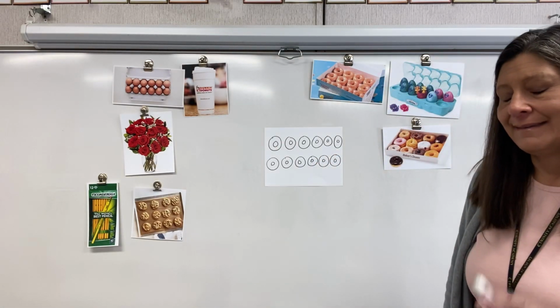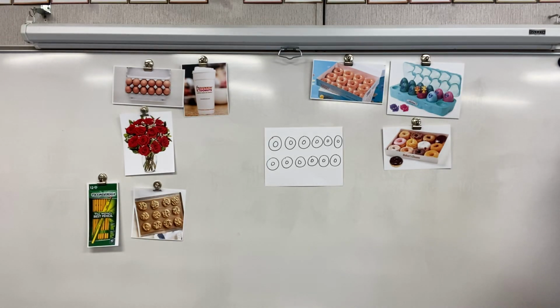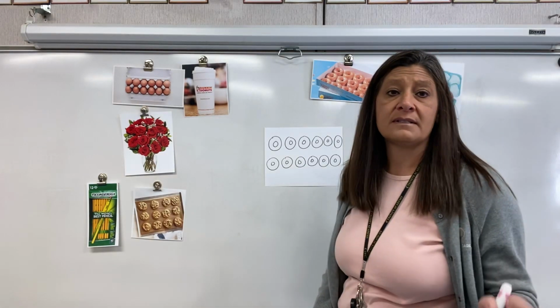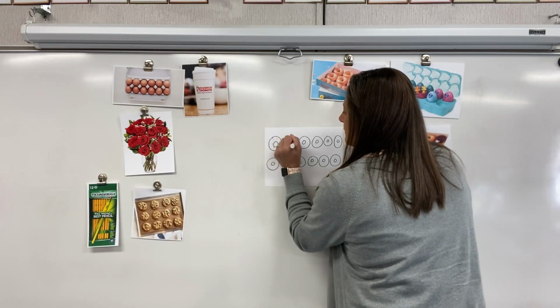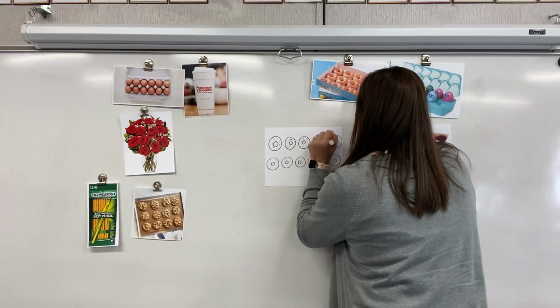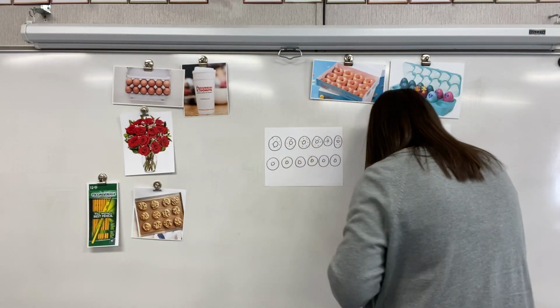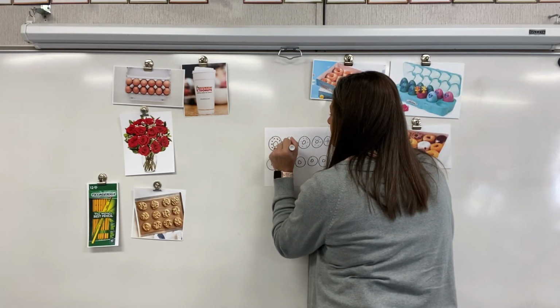Okay, let's do half of the donuts with sprinkles. Half of the donuts have sprinkles. I'm gonna do different colors. Let me get another color. Okay, these are my sprinkled donuts.